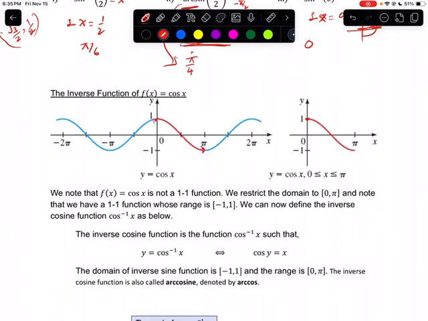So this is the piece taken here and drawn separately. This is the graph of the cosine function between 0 and pi. But remember, we have now restricted the domain of this cosine function. This is y equals cosine x, but x is restricted between 0 and pi.